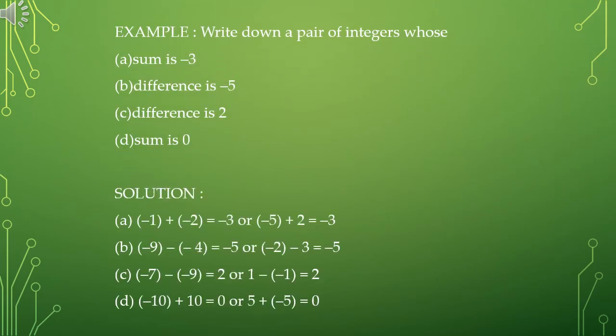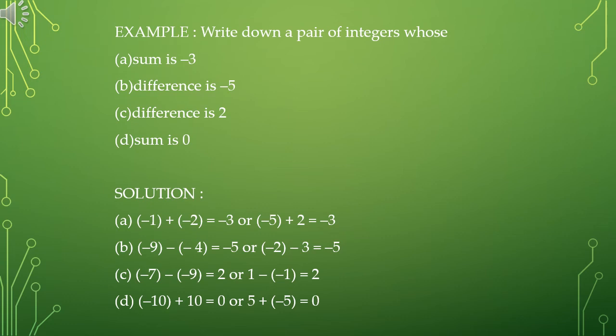Let us see one more example here. Write down a pair of integers whose sum is minus 3. Here you have to take any two integers whose sum becomes equal to minus 3. I have given one solution here. Let us take minus 1 and minus 2, and when we add the two integers, the answer will be minus 3. You can take any other example.